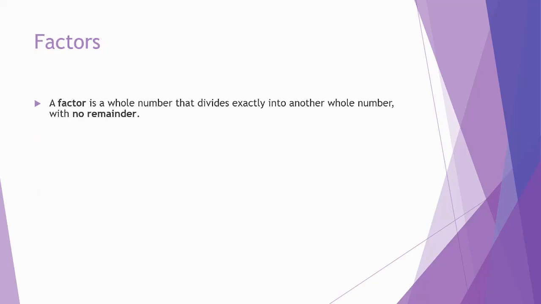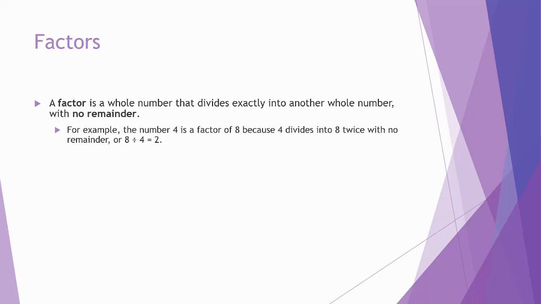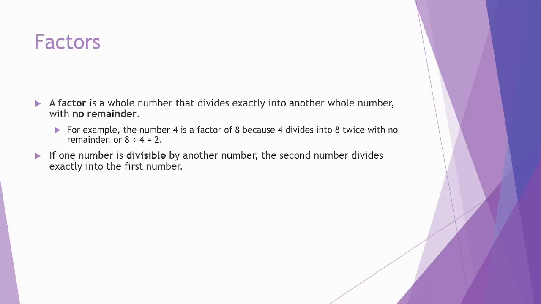A factor is a whole number that divides exactly into another whole number with no remainders. So this is where knowing your times tables is really useful. For example, the number 4 is a factor of 8 because 4 divides into 8 twice with no remainders. So we can write that as 8 divided by 4 equals 2. If one number is divisible by another number, the second number divides exactly into the first number. If you have a look at our previous example there, we have no remainders.